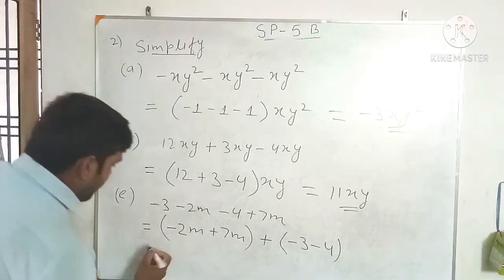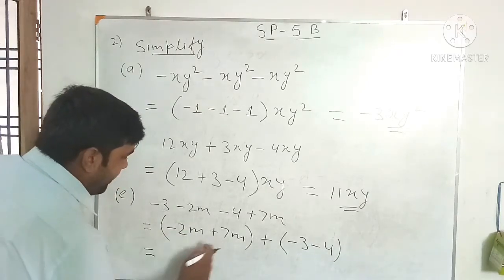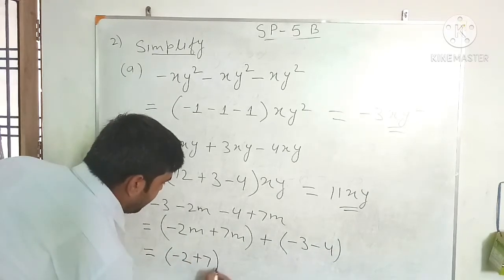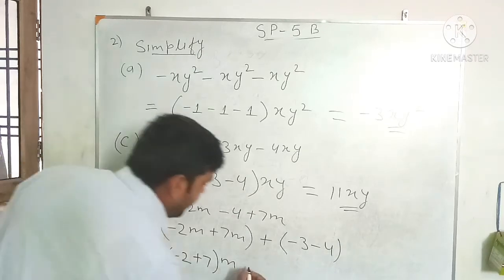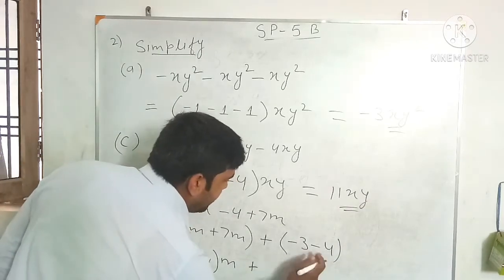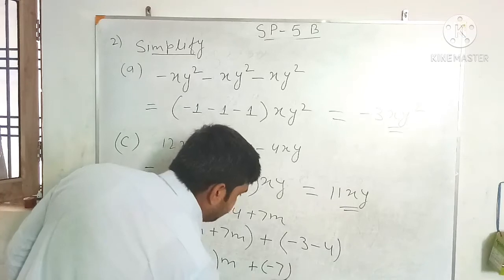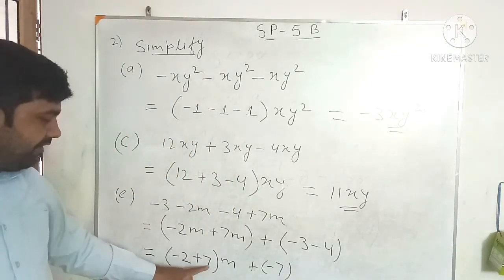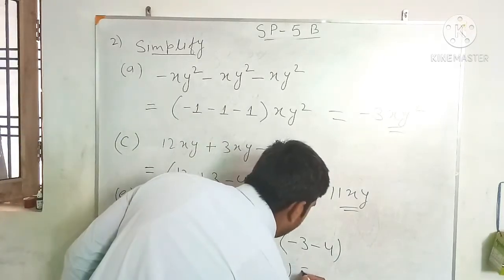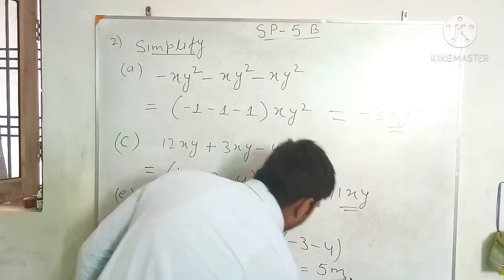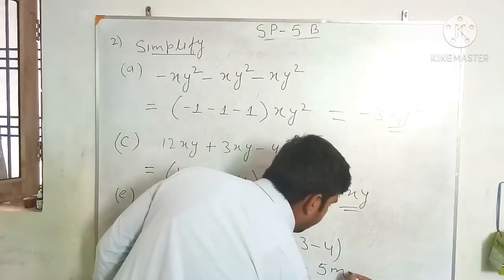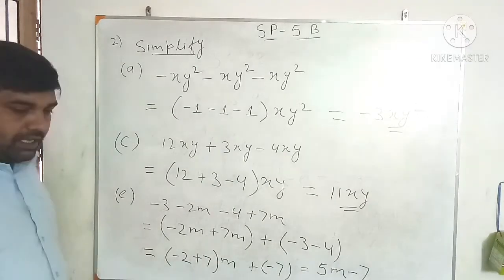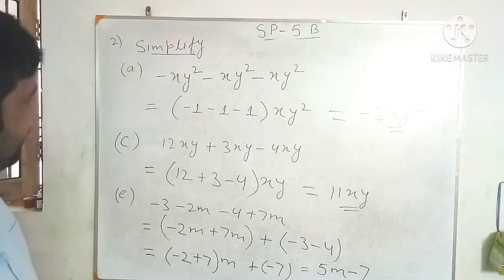Now see, in this group we add the numerical coefficients in the bracket, minus 2 plus 7, and outside the bracket we multiply the variable m. Here you add, you will get minus 3 minus 4, minus 7. After that, minus 2 plus 7 gives you 5, 5 into 1 that is 5m. So the answer will be 5m minus 7. 5m minus 7 is our required answer. Okay, now we move to question number 3.